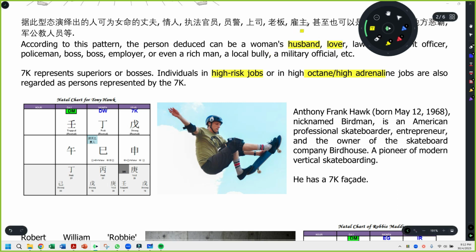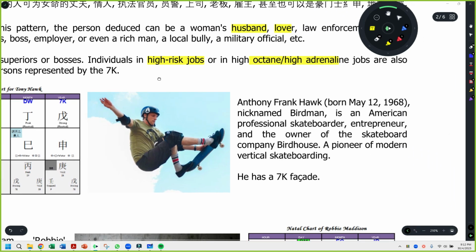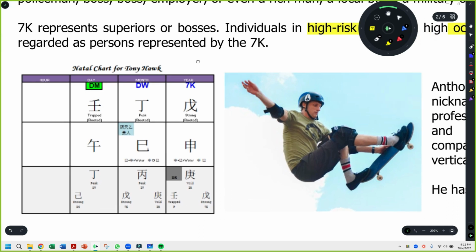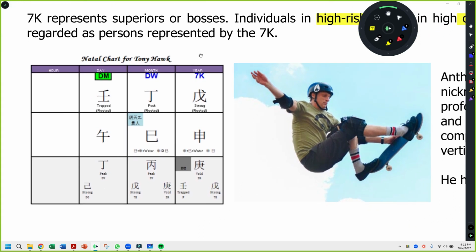And so let's look into a few charts and consider how 7K can be found. First of all, let's take this person by the name of Tony Hawk. As you look into his chart, as usual, we will start with the day master. So this Tony Hawk is a Ren Water day master, and he was born in the month of the Snake. What is the season for Snake? The season for Snake is summer. Very good. Therefore, Ren water born in summer is weak. So this is a weak day master.